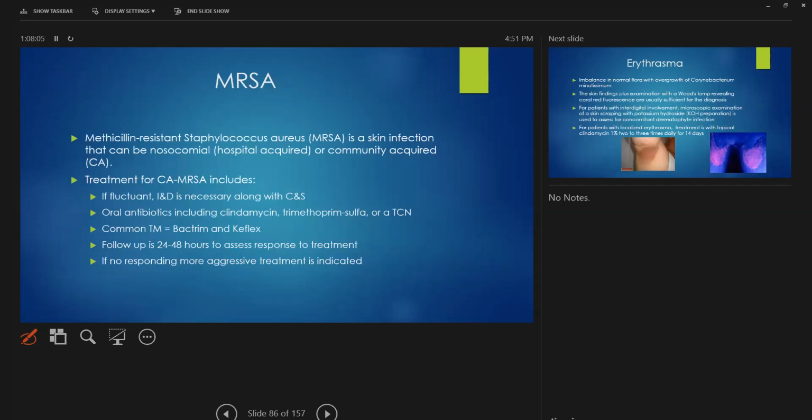So MRSA, okay, we know MRSA. Everybody's got MRSA. You've all got MRSA growing on your skin, but when it causes infection, then it's more of a problem. MRSA tends to make these fluctuant abscesses with different pockets that grow pretty quickly. Oral antibiotics include clindamycin and Bactrim. Generally, we use Bactrim and Keflex in the outpatient setting. It's got great coverage for MRSA. You want to have them follow up in 24 to 48 hours to make sure that they're responding appropriately to treatment.